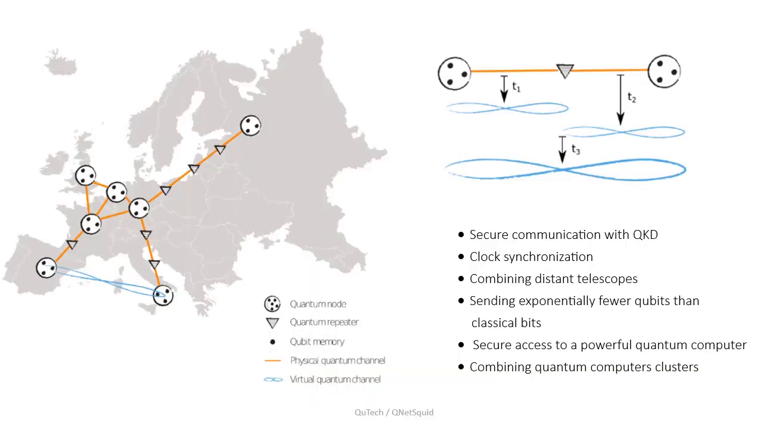Secure communication using quantum key distribution, which in principle cannot be eavesdropped. Combining distant telescopes to form one much more powerful telescope. Or combining small quantum computers to form a larger quantum computing cluster. And many more. These are the use cases of the quantum internet.